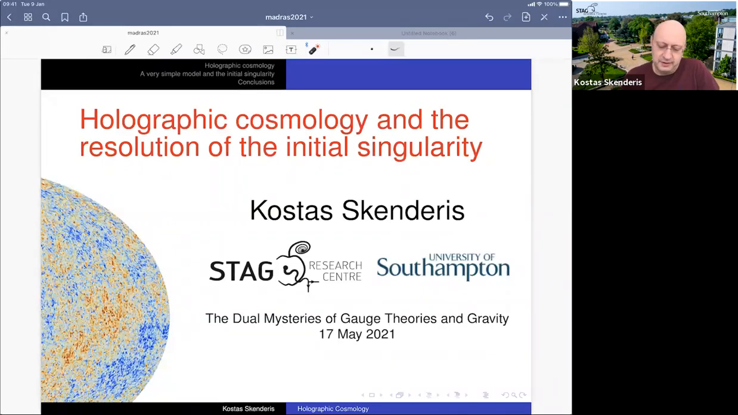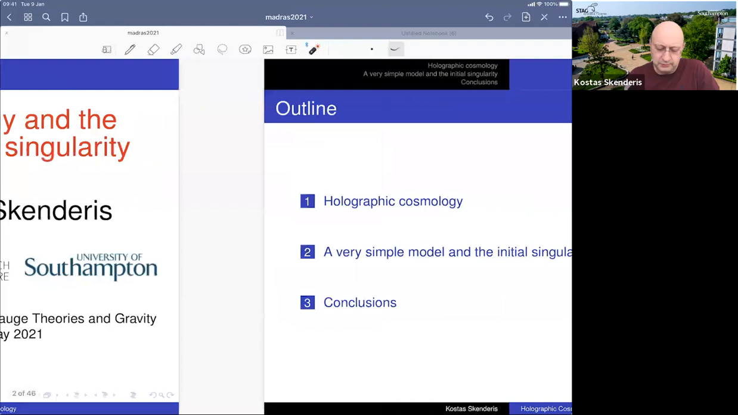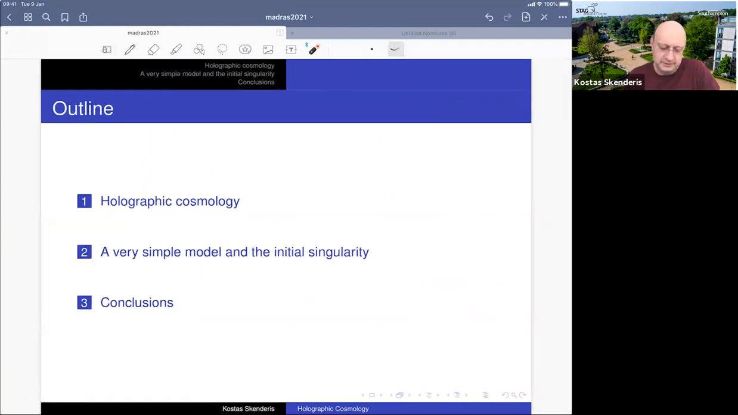So I'll try to give you an overview of what holographic cosmology is, and also discuss what it has to say about the resolution of the initial singularity. I'd like this to be an interactive talk, so feel free to interrupt me with questions. I'd rather have a discussion than go through all my slides. I will spend roughly half of the talk introducing the topic, what holographic cosmology is and how you are meant to think about it. In the second half, we will focus on a very simple model, perhaps the simplest model for the very early universe which still seems compatible with the data, and discuss how we can use that model to understand the resolution of the initial singularity. And then we will conclude.